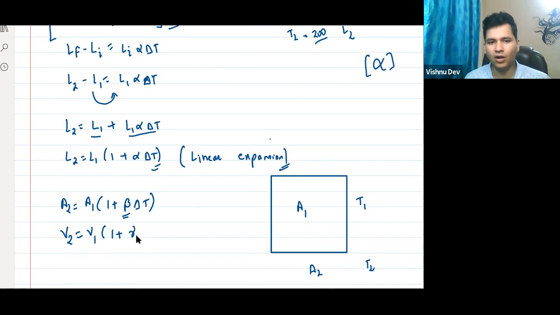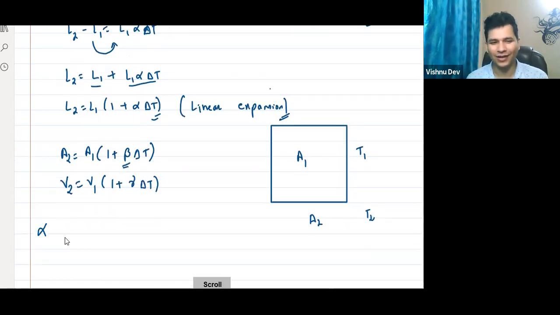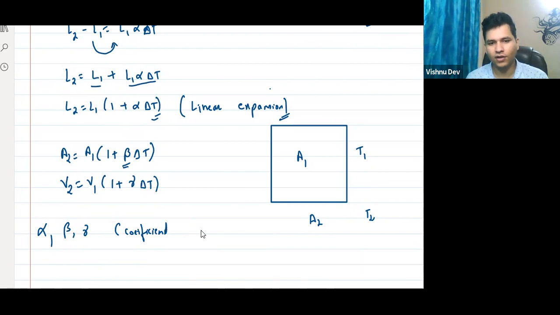This is called gamma. Gamma comes first: alpha, beta, gamma, then delta. Gamma delta T. Sir, I'm not understanding gamma and all. Sir, gamma is a ray also. Beta and gamma, all of them are coefficients of expansion. Sir, one of length, one of area, one of volume. Yes, okay.